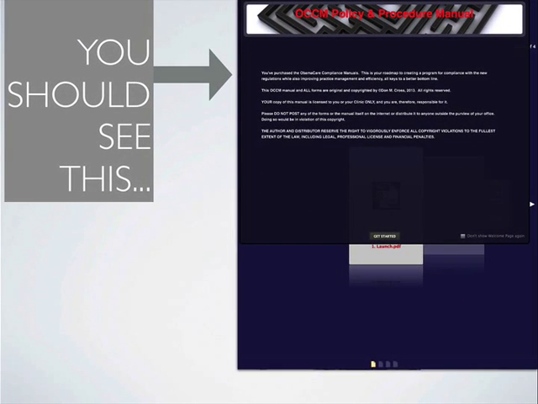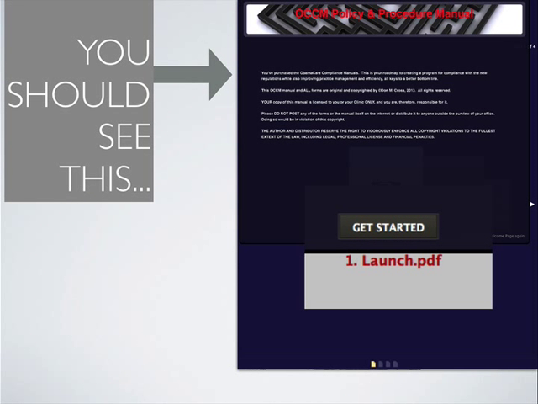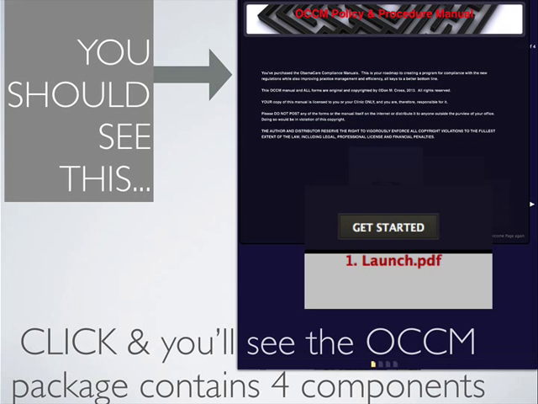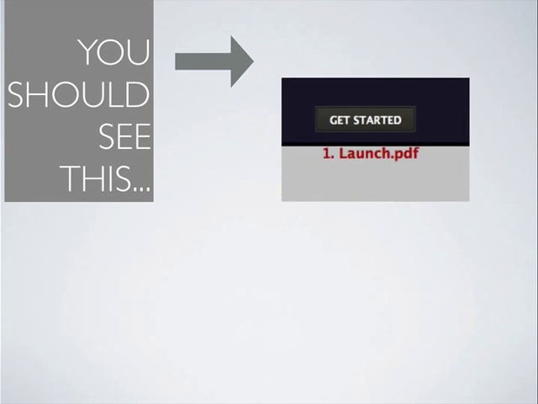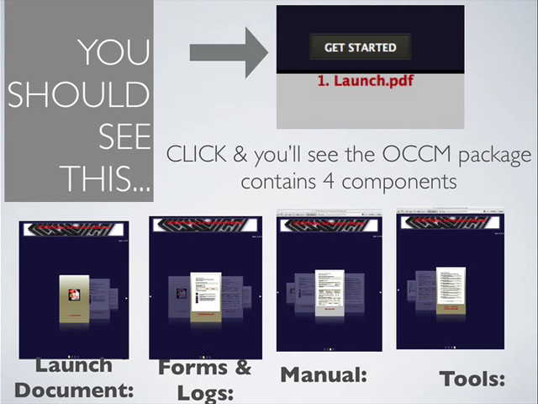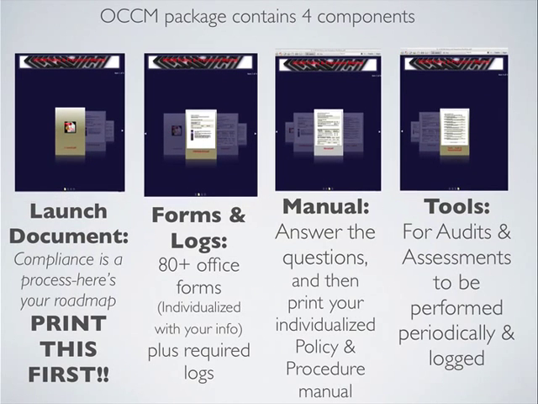When you open it correctly, you should see this, where the button says Get Started for the Launch.pdf. Click it, and you'll see that the OCCM package contains 4 components: the launch document, forms and logs, the actual manual, and tools for auditing and staying compliant. The launch document is what you want to print first. Compliance is a process. This is your roadmap to becoming and staying compliant.